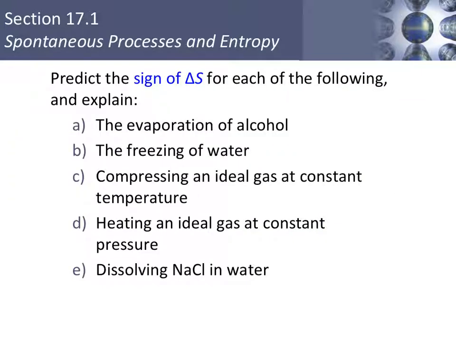Let's end this section with predicting the sign of the entropy change for each of the following processes. For the evaporation of alcohol, we're going from a liquid to a gas. Gases have the highest positional entropy, and so that is an increase in entropy. That will be a positive sign.